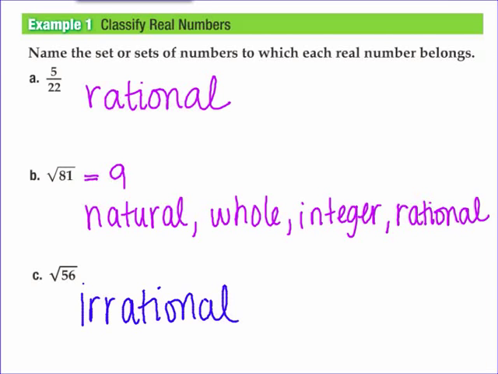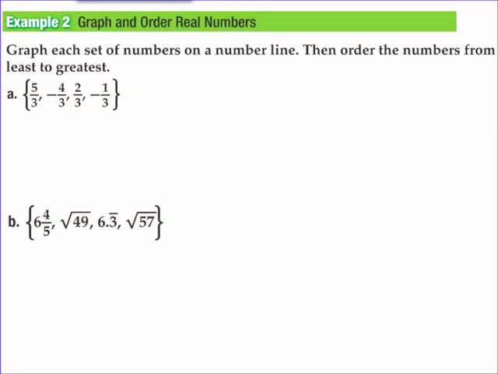So that's kind of the checklist you need to go through. All right, let's look at another one. Graph each set of numbers on a number line. Then order the numbers from least to greatest.